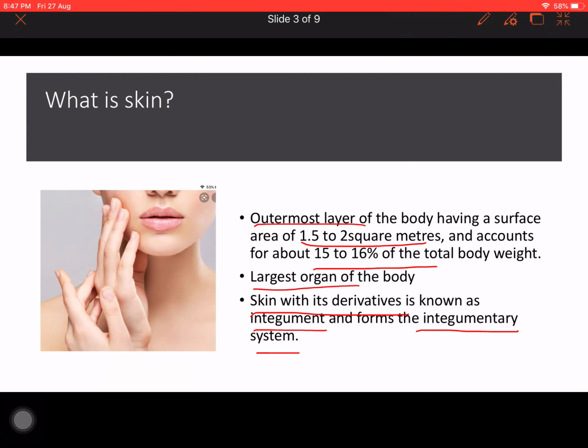Okay, it's clear, it's very easy. So we know now what is skin, how much body area it is covering, and what is the approximate weight of the skin. And it is the largest organ. With its derivatives it is called the integumentary system. So let us move on now.